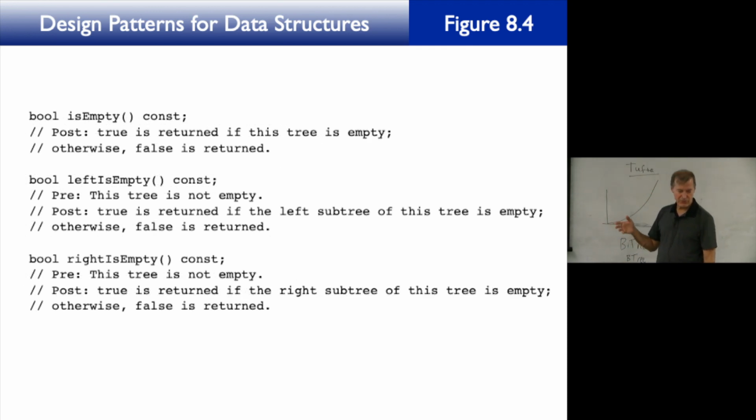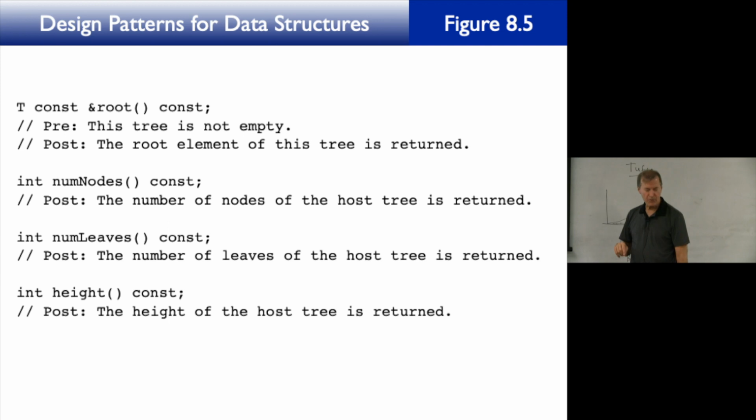isEmpty, postcondition, true is returned if this tree is empty, otherwise false is returned. Oh, and I don't think we had, in the options, a test to see if left is empty or right is empty, but these are used by the other methods, okay? So left is empty, precondition, this tree is not empty, postcondition, true is returned if the left subtree is empty, otherwise false is returned, and similarly for right is empty. And then, did we query the root? I don't remember, we might not have in the demo. But anyway, you can ask what the root value is, and it will tell you. Precondition, this tree is not empty, postcondition, the root element of this tree is returned.